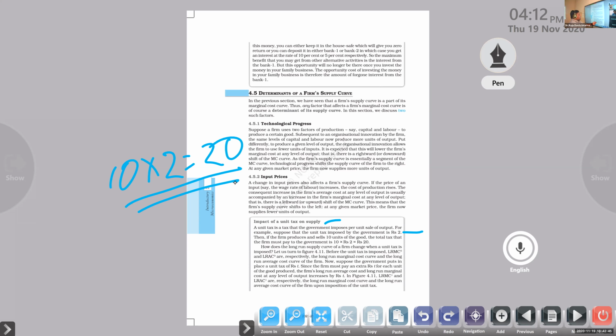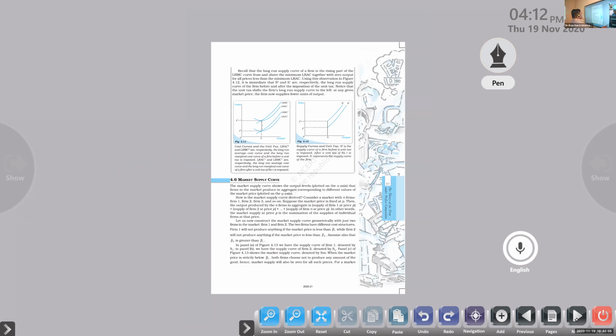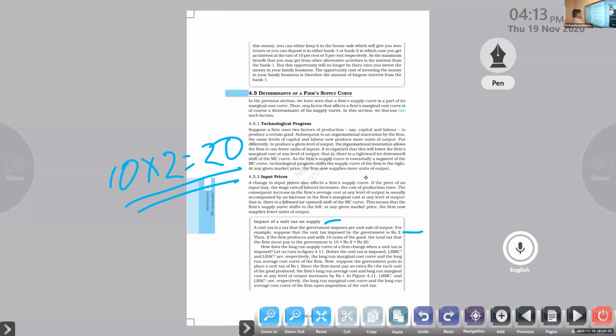So how does the long run supply curve of a firm change when the unit tax is imposed? We want to see figure number 4.11. You check in your textbook, page number 63. Let us turn to figure number 4.11. Before the unit tax is imposed, the LRMC 0 and LRAC 0 are respectively the long run marginal cost curve and the long run average cost curve of the firm.